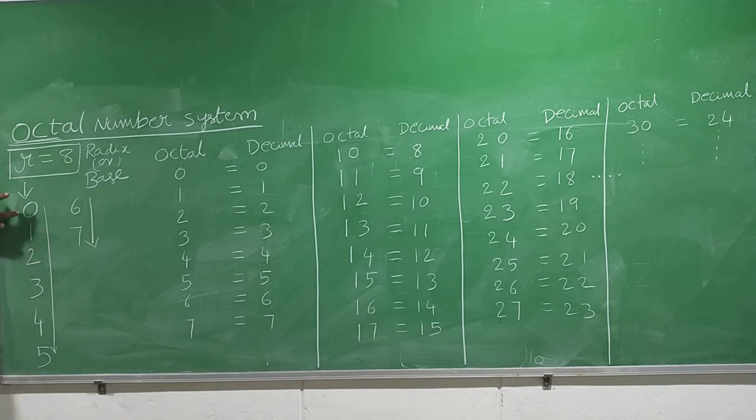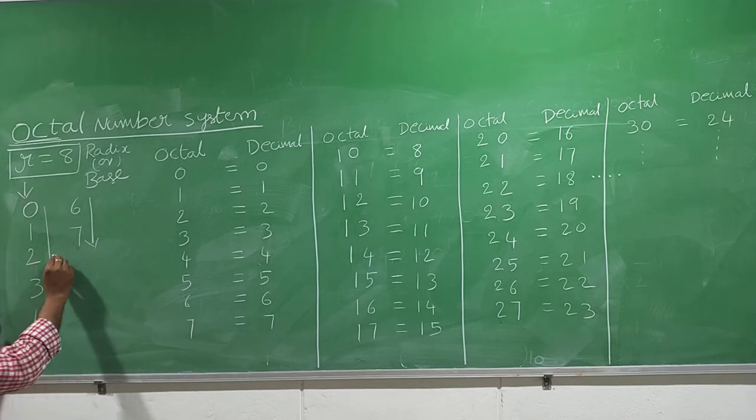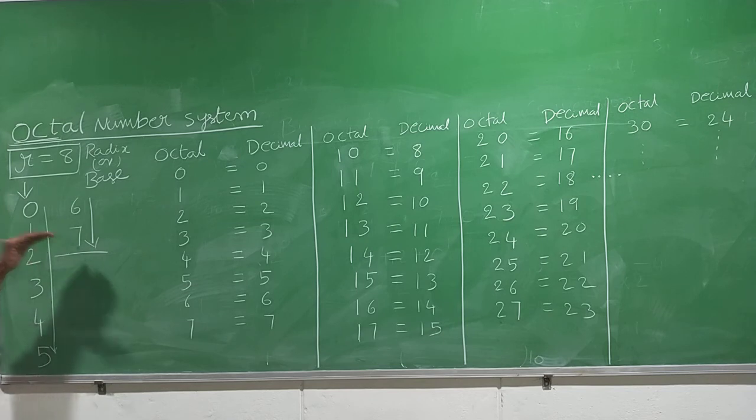Including 0 we are counting, right? So 0, 1, 2, 3, 4, 5, 6, 7. There is no 8 in the octal number system. Only up to here are the numbers available in the octal number system. You don't have any 8, 9, 10 like that.